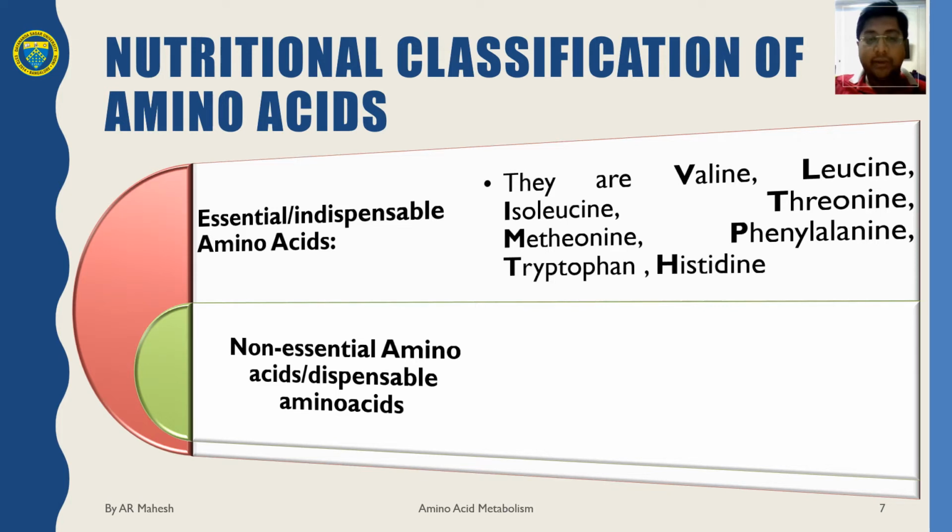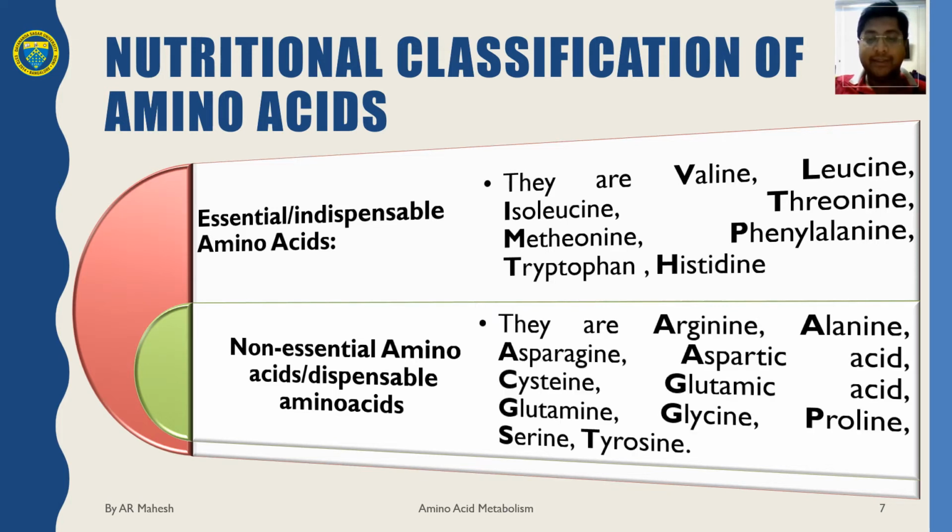So these non-essential amino acids, the examples include arginine, alanine, asparagine, aspartic acid, cysteine, glutamic acid, glutamine, glycine, serine, and threonine. Sorry, tyrosine.